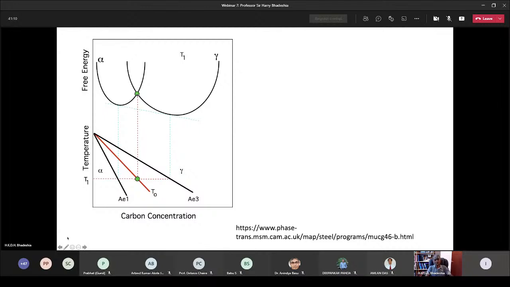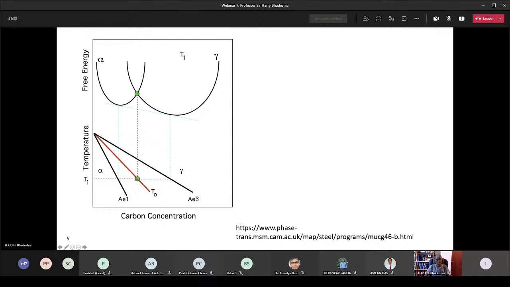So this point here, if I plot the locus of this point as a function of temperature, then I get a curve which is called the T0 curve. And it's not normally plotted on equilibrium phase diagrams because it doesn't represent equilibrium. It simply represents the locus of points where austenite and ferrite have the same chemical composition as a function of temperature.